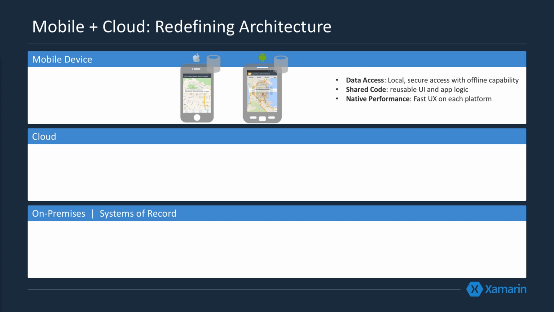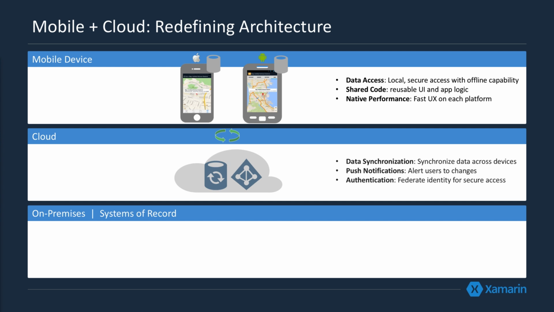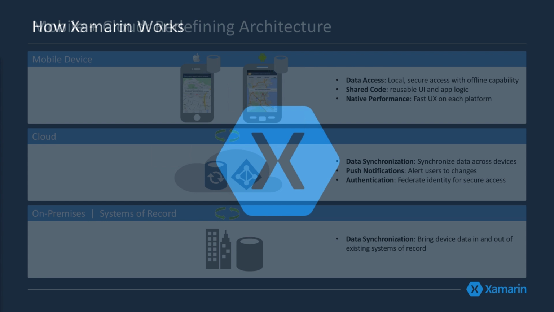All right. So at a high level, we're doing data access with a local SQLite database, and we're doing a data sync with Azure SQL. We're sharing the code so we've got a reusable UI and app logic, and we've got native performance because we're doing native binaries on each platform. On Azure, we're doing push notifications and also authentication for federating identity for secure access.